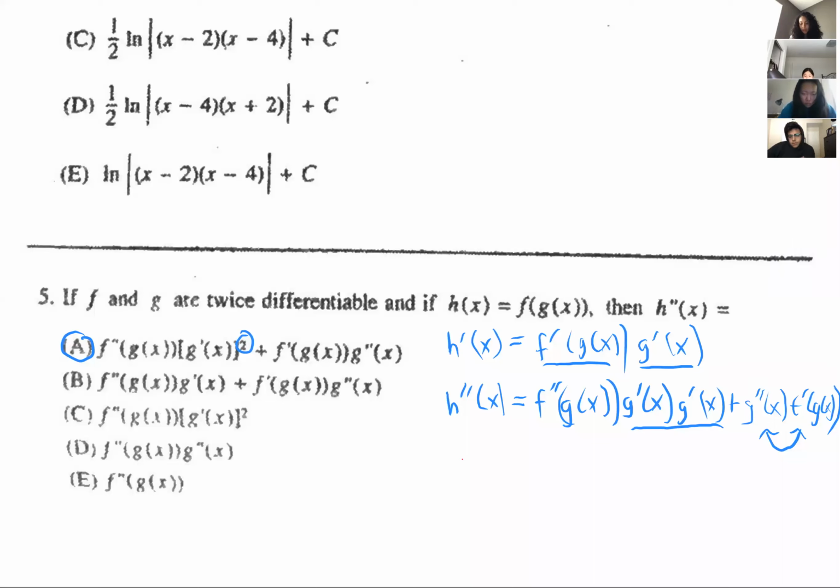Can you do number 4? Number 4, yep. So I'm going to clear this out. Number 4, just from looking at the answer choices, I think this is partial fractions. See how they like partial fractions.